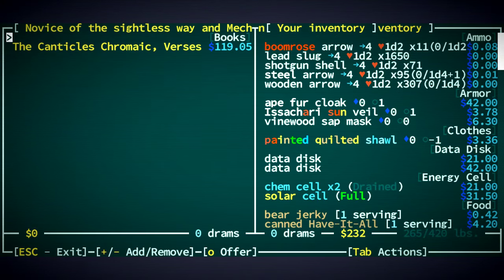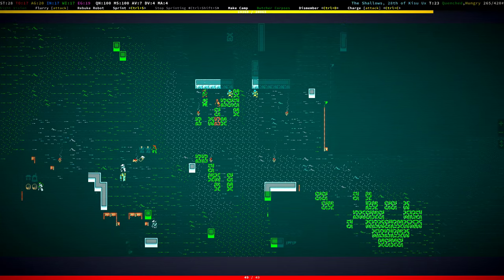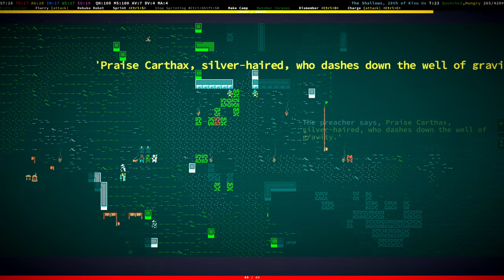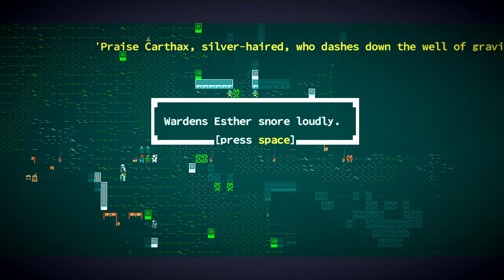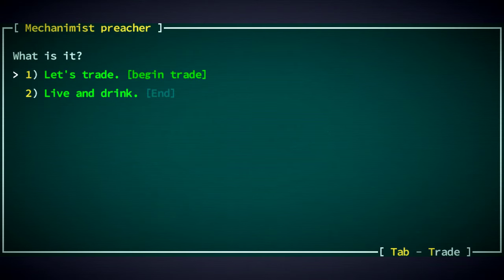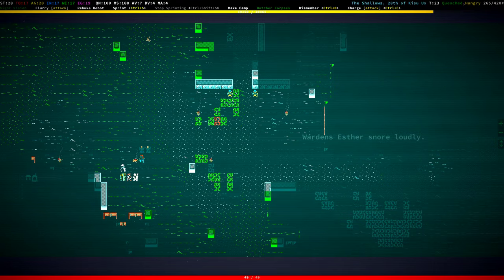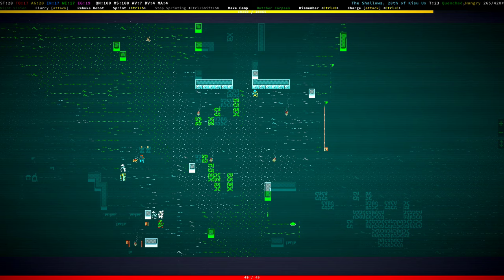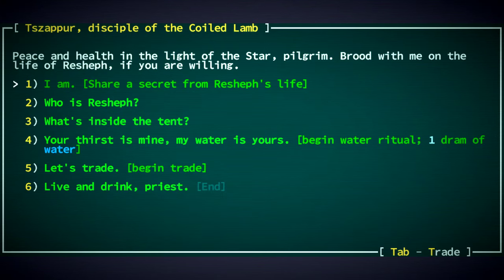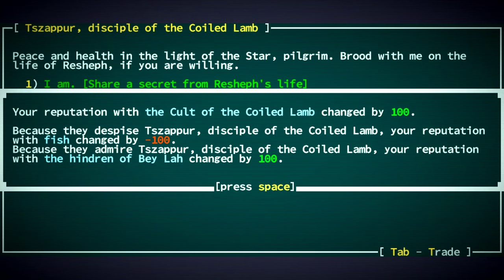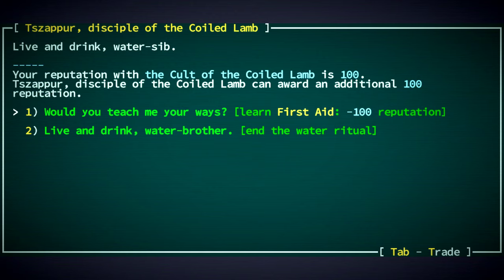Novice of the Sightless Way. Okay. I want to talk to that guy with the hood. Warden's Esther. Oh, you just went to sleep. That's too bad. Mechanimus Preacher. Live and drink. You are Tsapur, Disciple of the Coiled Lamb. So this guy, we'll do the water ritual with him. Okay. Fish like us less, but the Hindren of the Bay Law like us a little more.